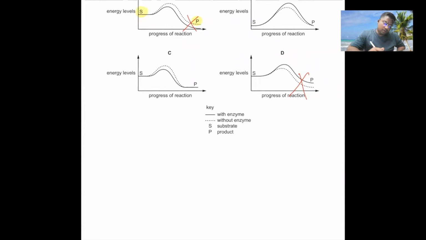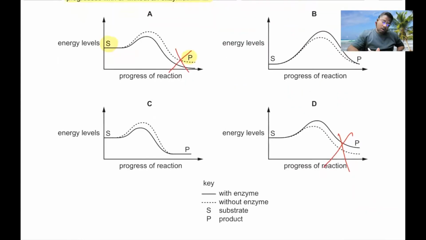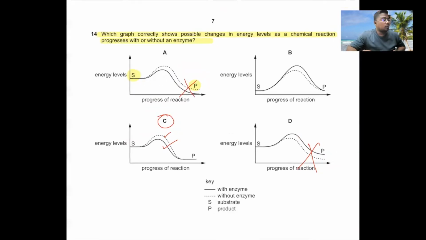So substrate, progress of reaction. All right, we know that without enzyme, the reaction requires a higher activation energy. But with enzyme, the reaction requires a lower activation energy. So C should be the correct answer. Question number 14, C is the correct answer.